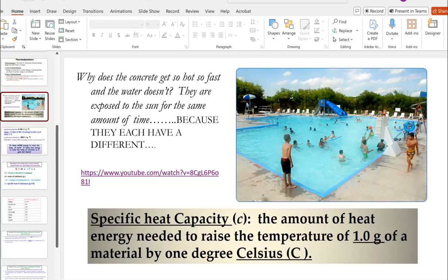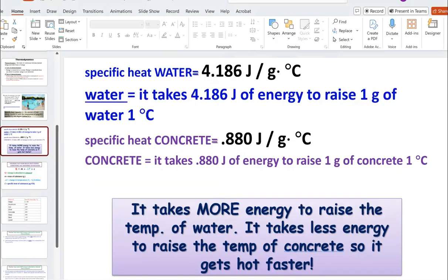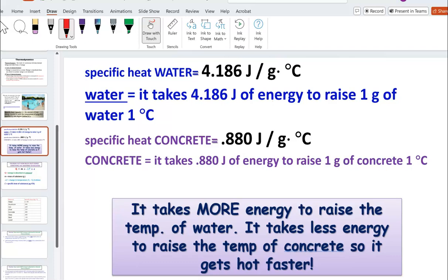So let me give you an idea what we're talking about here. The specific heat capacity of water is 4.186 joules per gram times degrees Celsius. So that means it takes 4.186 joules of energy to raise 1 gram of water 1 degree Celsius. Compared to the specific heat of concrete, which is 0.880 joules per gram times degrees Celsius.